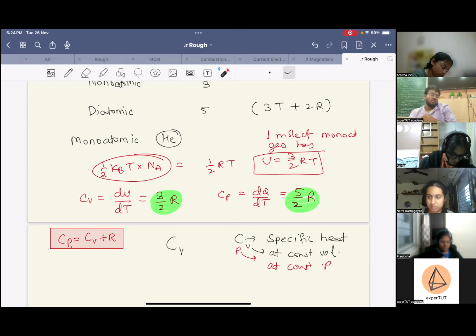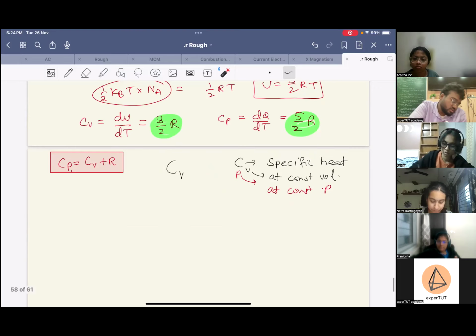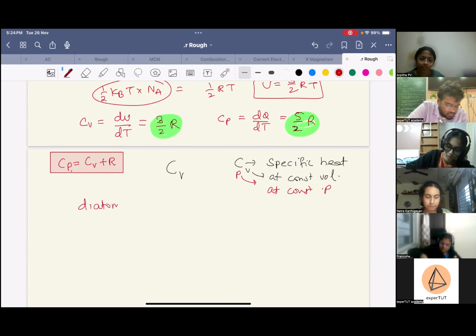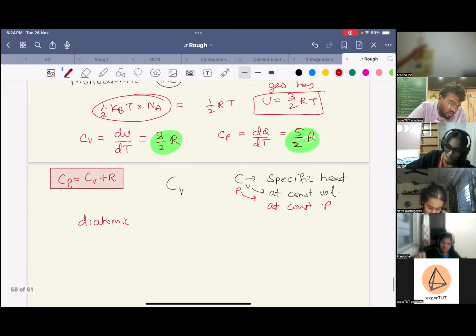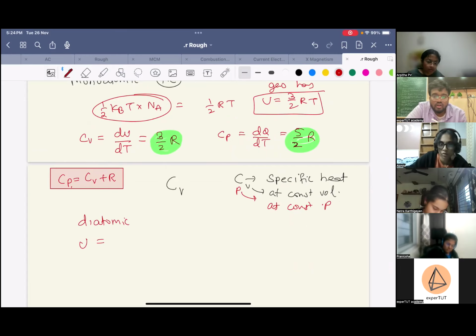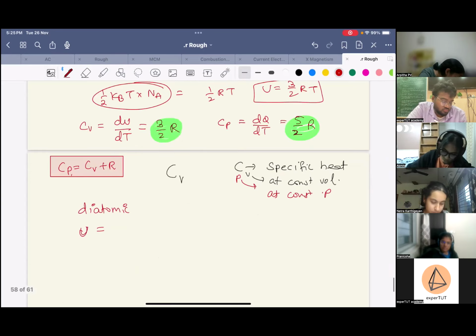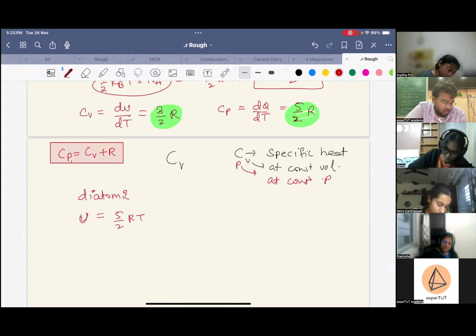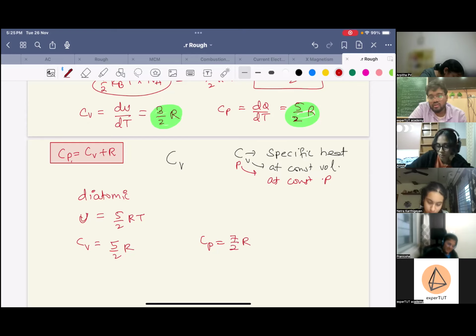Good. Now, what will be the same values for a diatomic gas? You can do it, I think, now, right? Diatomic. Tell me, the total degrees of freedom, U will be how much? U for a diatomic is 5 by 2 RT. CV will be how much? 5 by 2 R. CP will be how much? 7 by 2 R. Correct. Okay, everyone has understood till here.